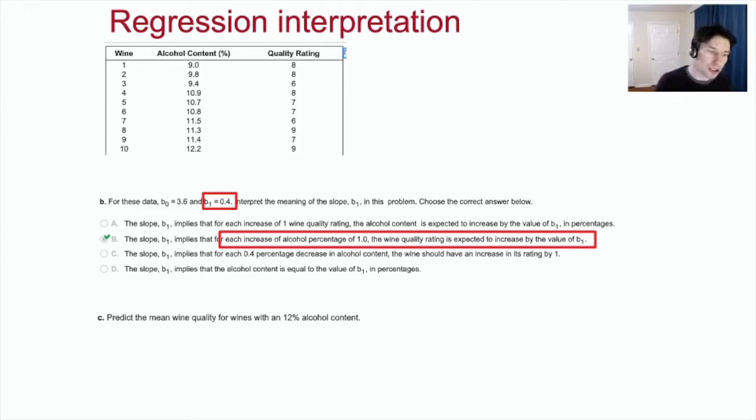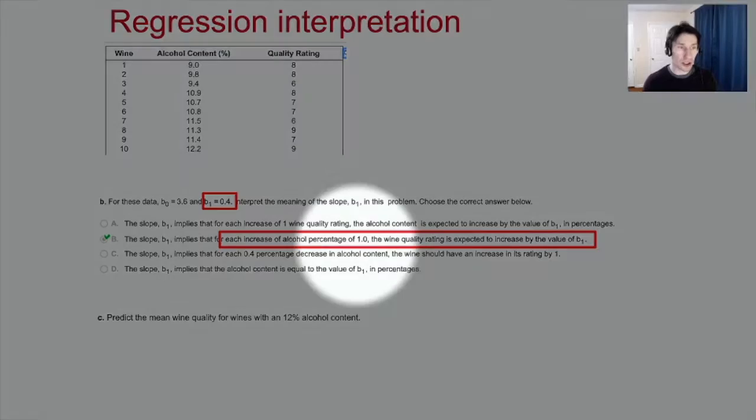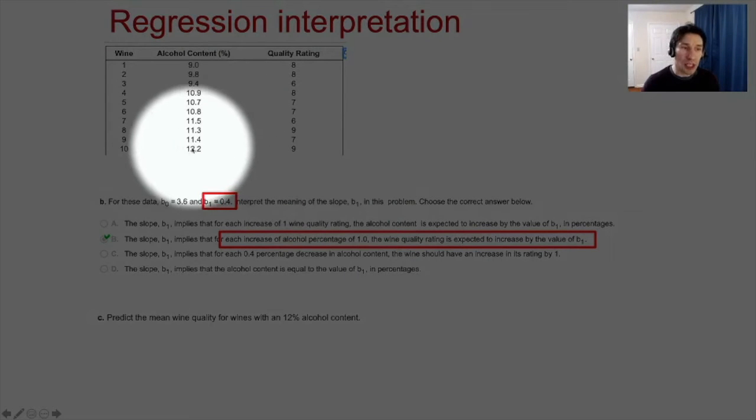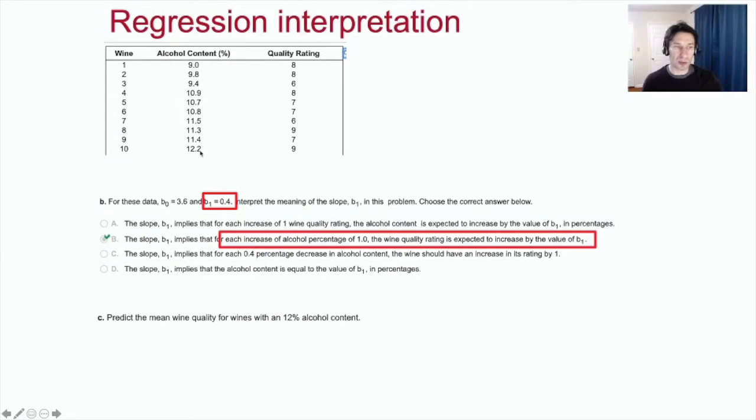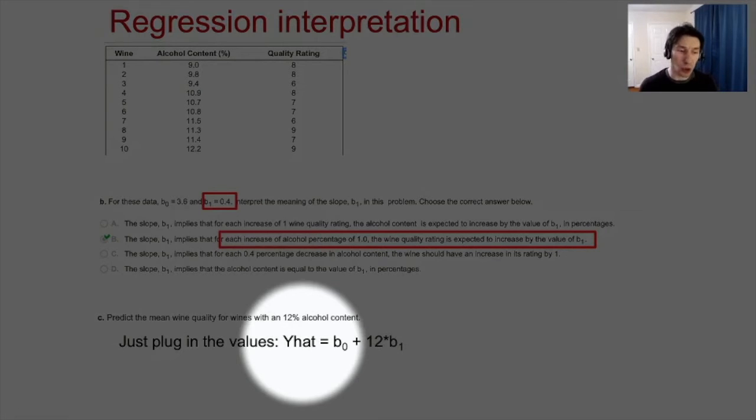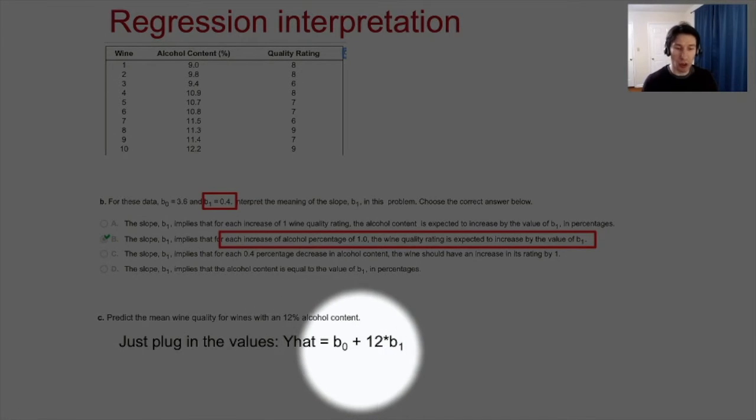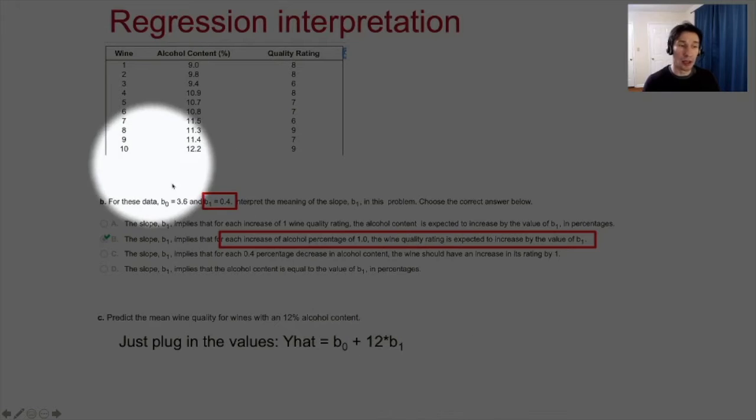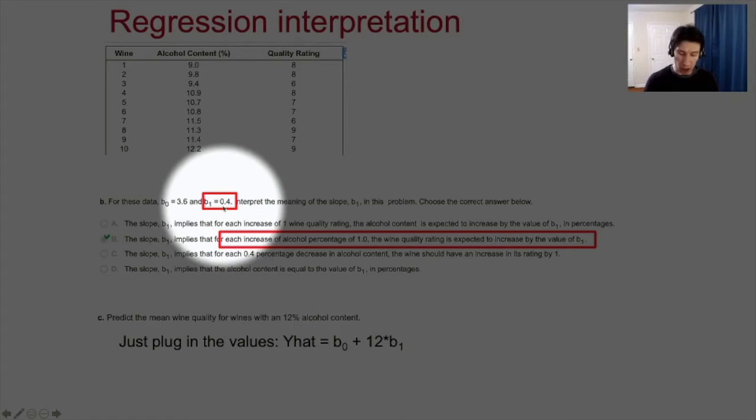Next question, they ask you to predict the mean wine quality for wines with a 12% alcohol content. You cannot read it off of this because 12 is somewhere here between 11.4 and 12.2. So what do you do? You just plug the value 12 into your regression. So your y hat, your prediction is B0 plus 12 times B1. B0 being 3.6, B1 being 0.4.